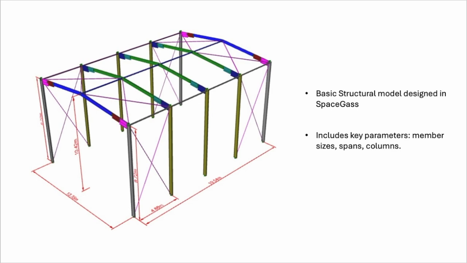In the first image, we see the basic structural model designed in SpaceGas, showing all key parameters such as member sizes, spans, and supports. These parameters are aligned with Australian standards to ensure the structural integrity of the model before any loads are applied.